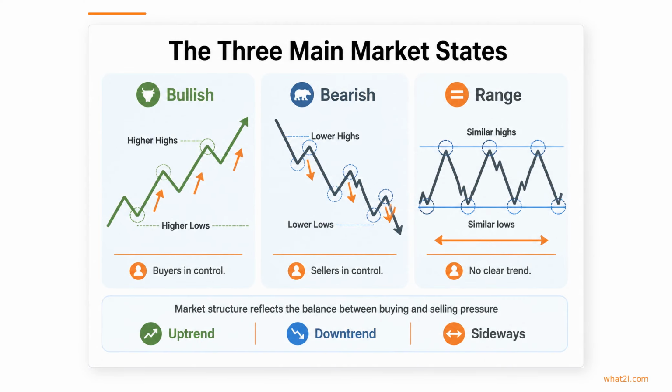Most price charts fit into three broad market states: bullish, bearish, or range-bound. In a bullish structure, buyers keep pushing above prior peaks and defending pullbacks with higher lows. In a bearish structure, sellers stay in control, pressing price down as rallies fail below earlier highs. When price keeps making similar highs and similar lows, the market is ranging, which usually means neither side has a clear edge and trend assumptions are weaker.